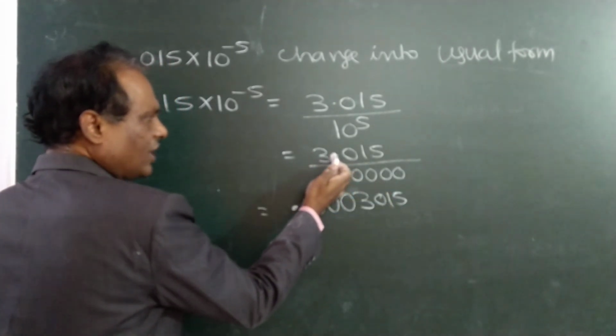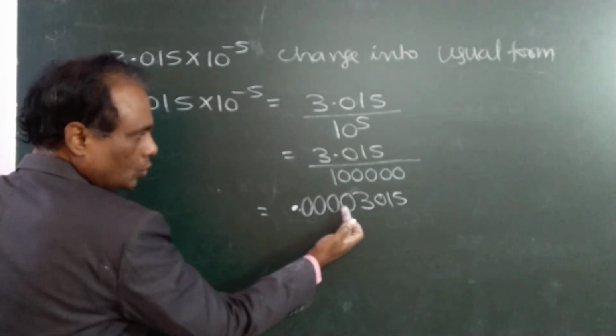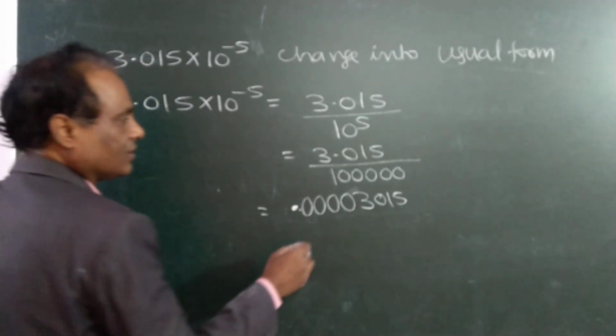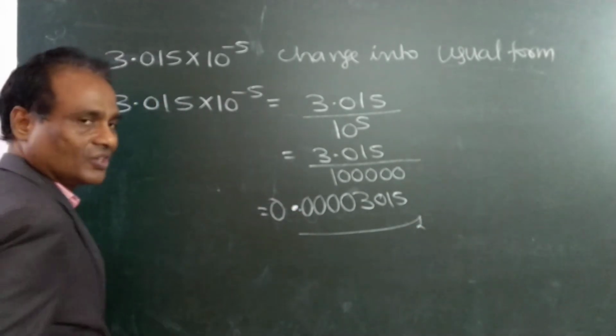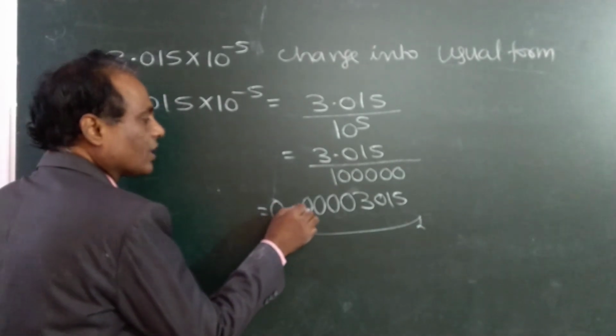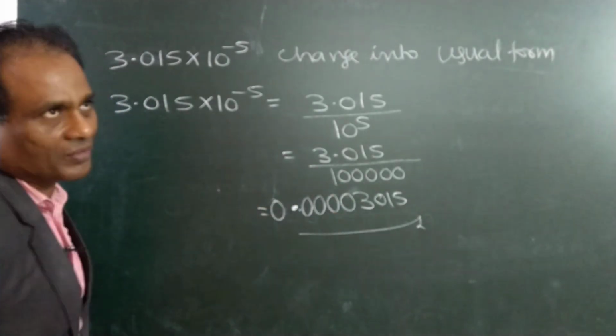Only the decimal should be changed this side. 5 places we have to change. Already this is 1, 2, 3, 4, 5 places decimal. This is the answer. If there is nothing here, we keep 0. Don't confuse with this. We just don't write the decimal first. We will write something and zeros, and after this 0 we write the decimal.